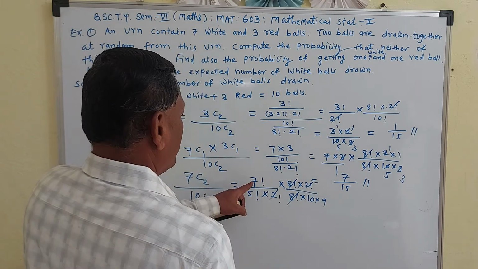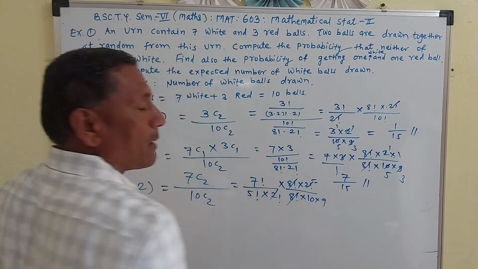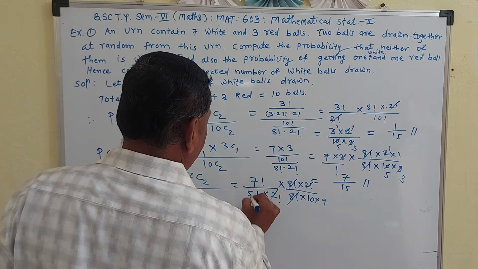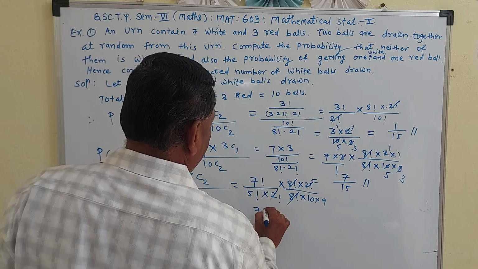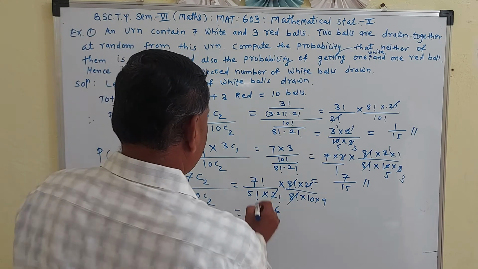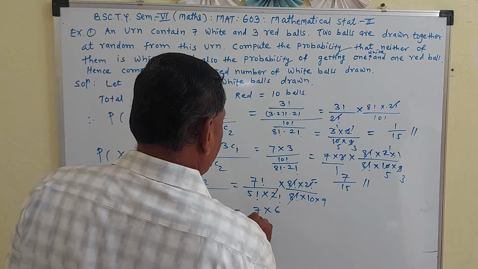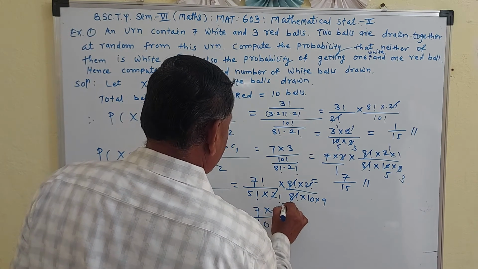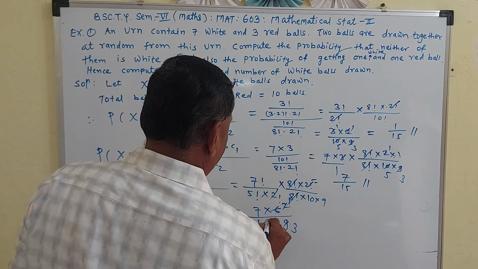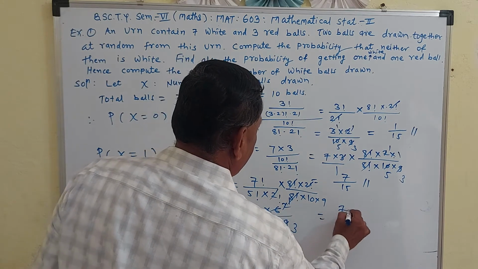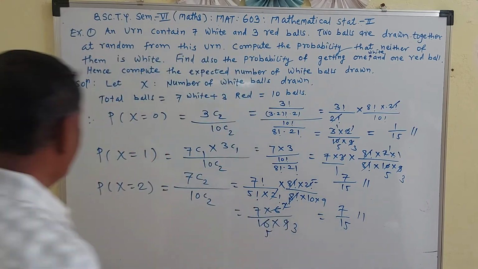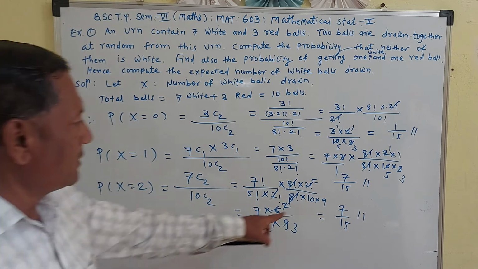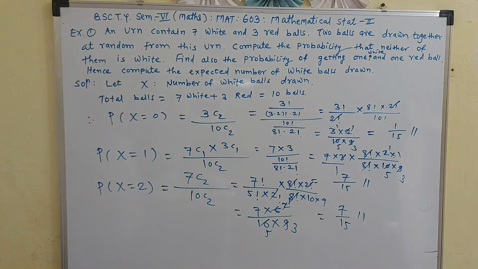Again, 7 factorial means factorial 5 into 6 into 7. So factorial 5 cancels again. Therefore, 7 into 6, upon 10 into 9, and here again you get 7 upon 15. Therefore, the probability of X equal to 2, that is 2 white balls, is 7 upon 15.